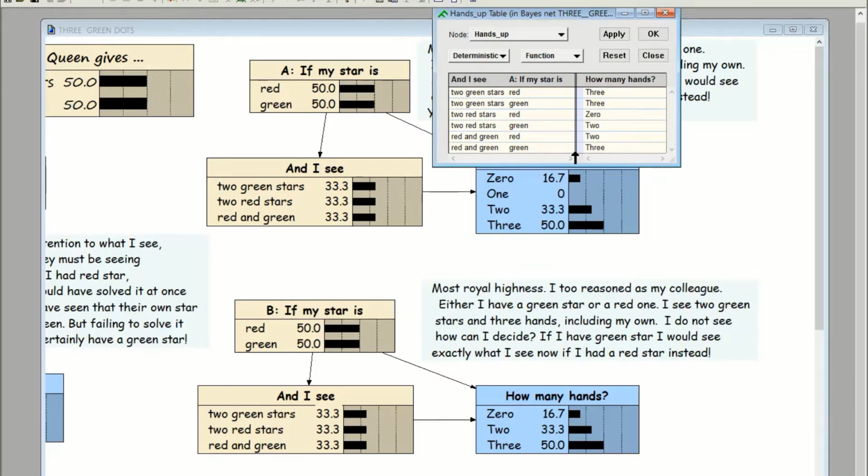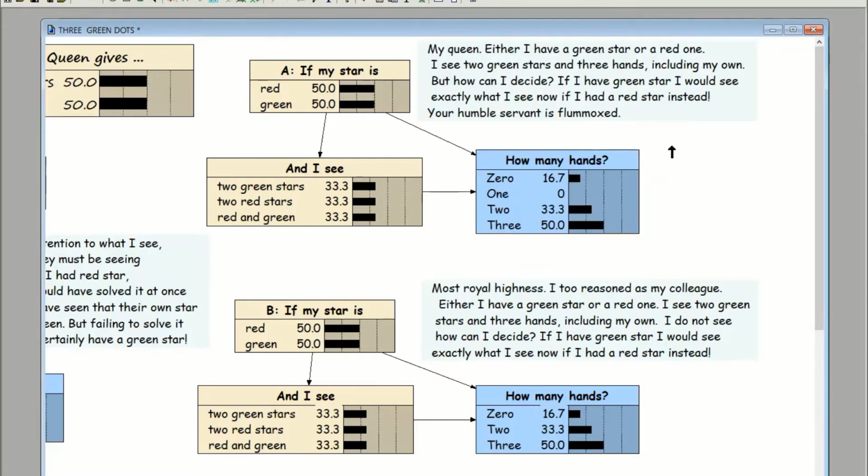So, let's see what happens. So I applied, and close. And we notice right away, I didn't need to include the possibility of having 1 hand. That's not possible. If I raise my hand because I see a green star, well, the other person's going to raise his hand. And if I have a green star, then 2 people will see that. So 1 hand is just not possible. I did not really, in fact, need to include that. But there you have it.